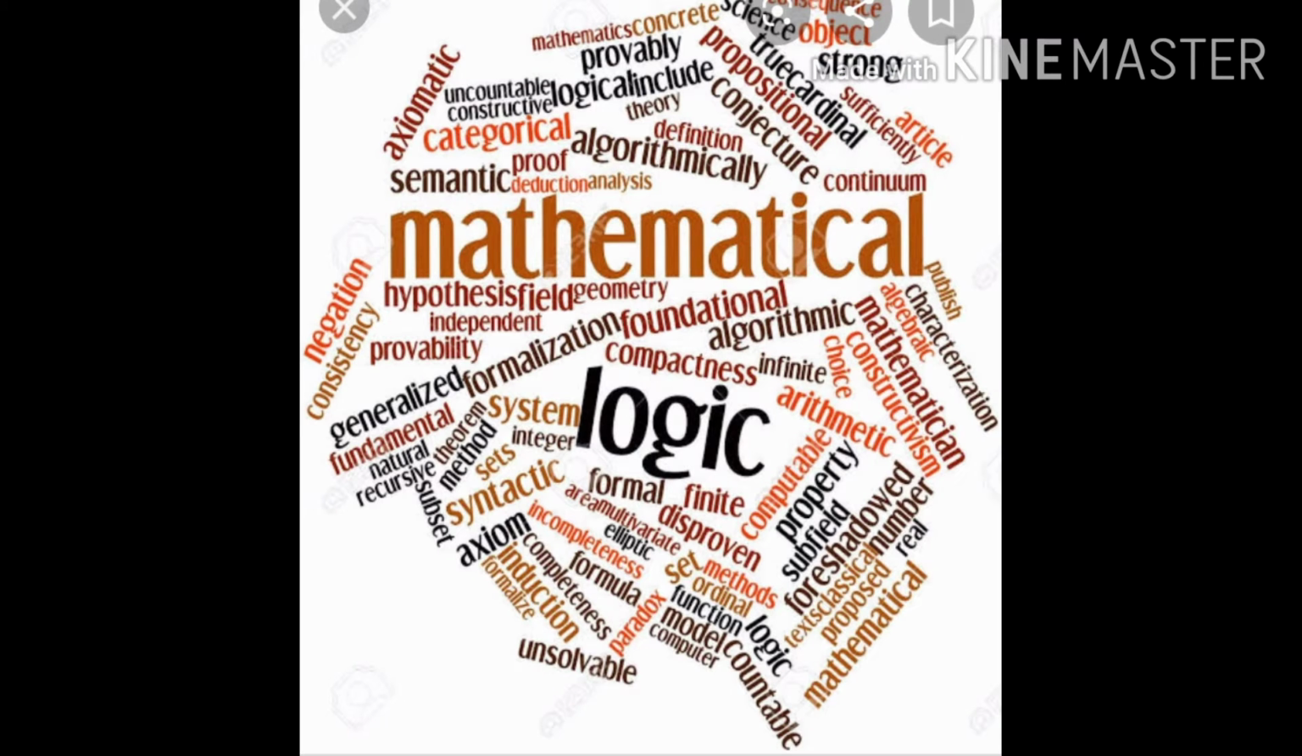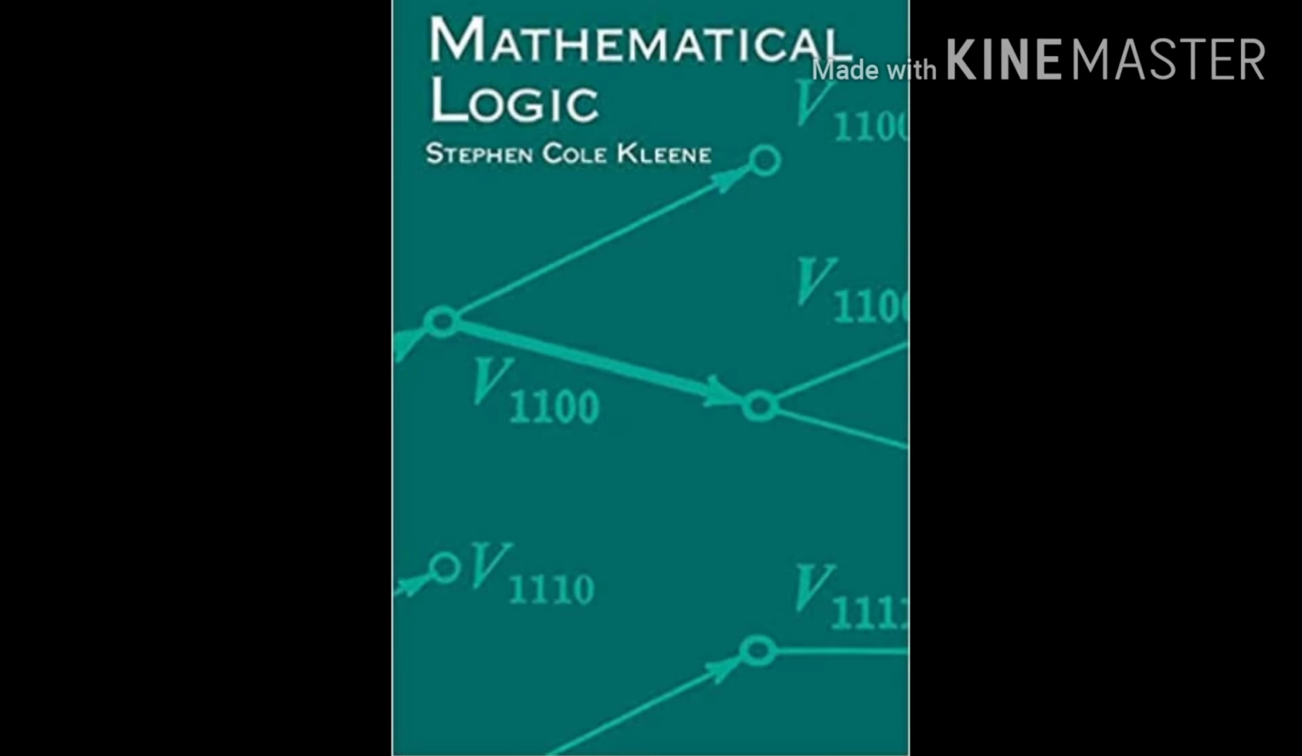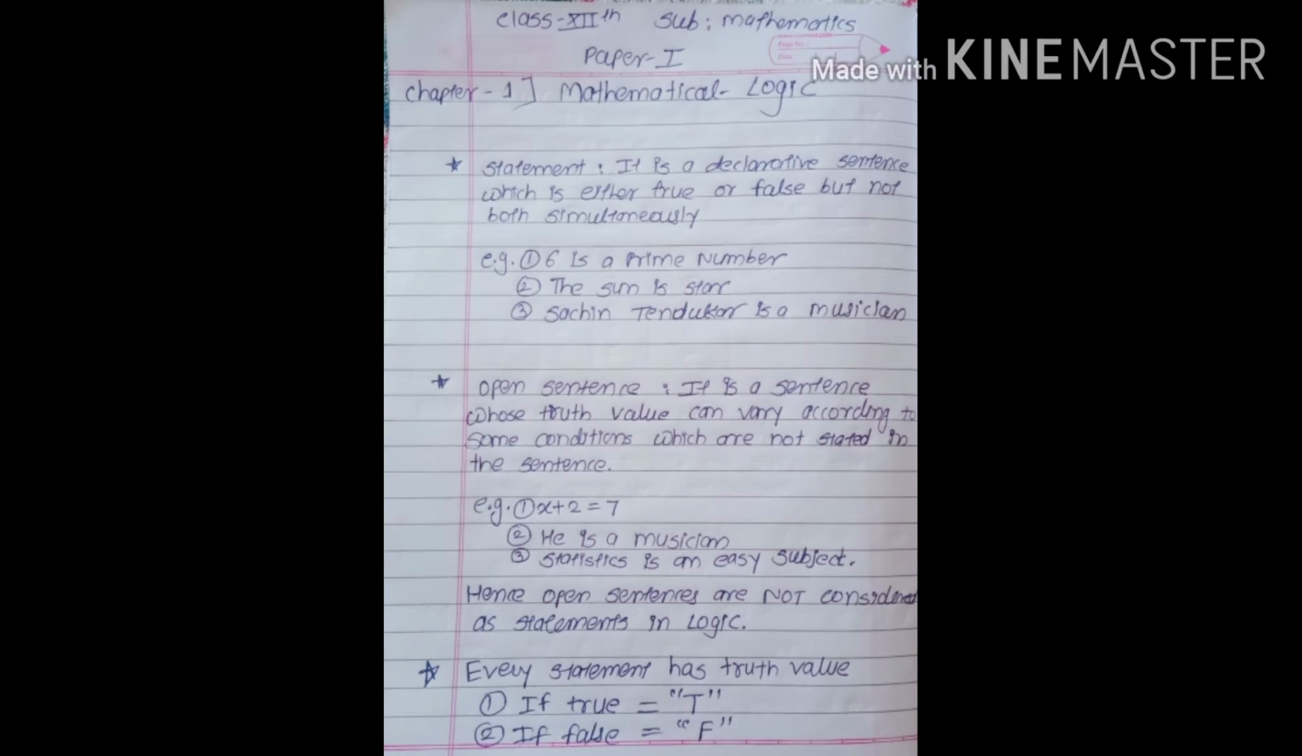To know this topic very well, you must know the different types of sentences. In English grammar, there are four types of sentences like assertive sentences, interrogative sentences, exclamatory sentences, and imperative sentences. A statement is nothing but an assertive sentence or a declarative sentence which is either true or false but not both simultaneously.